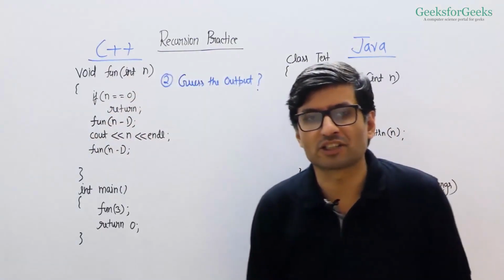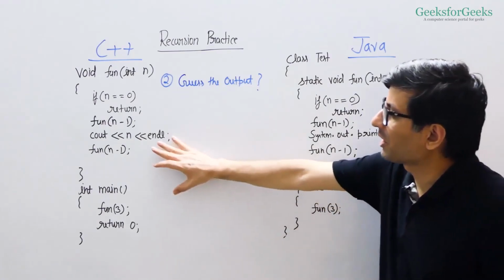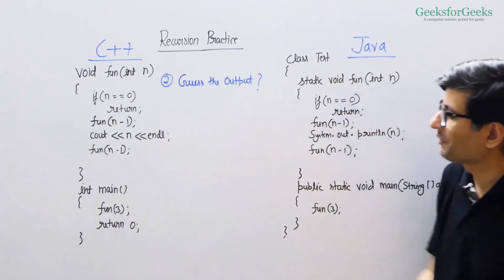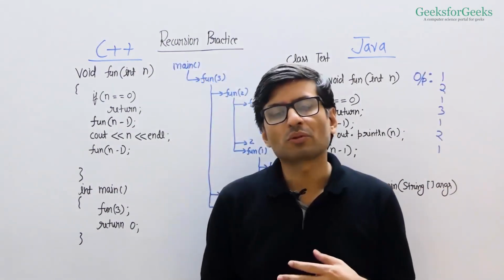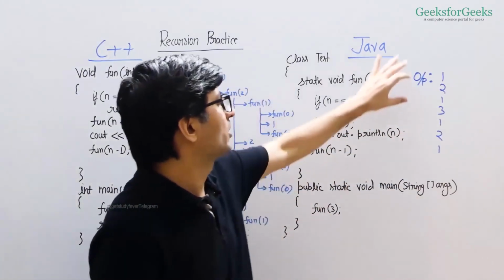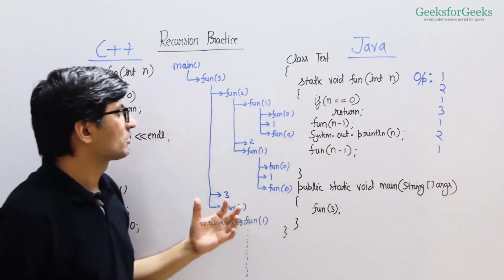Here is the second exercise for you. Please take a closer look at this program. If you are a C++ programmer, you need to take a look at this program. If you are a Java programmer, you need to take a look at this program. Please try to guess the output of this program. The output of this program is 1, 2, 1, 3, 1, 2, 1. Let's see how we get this output.